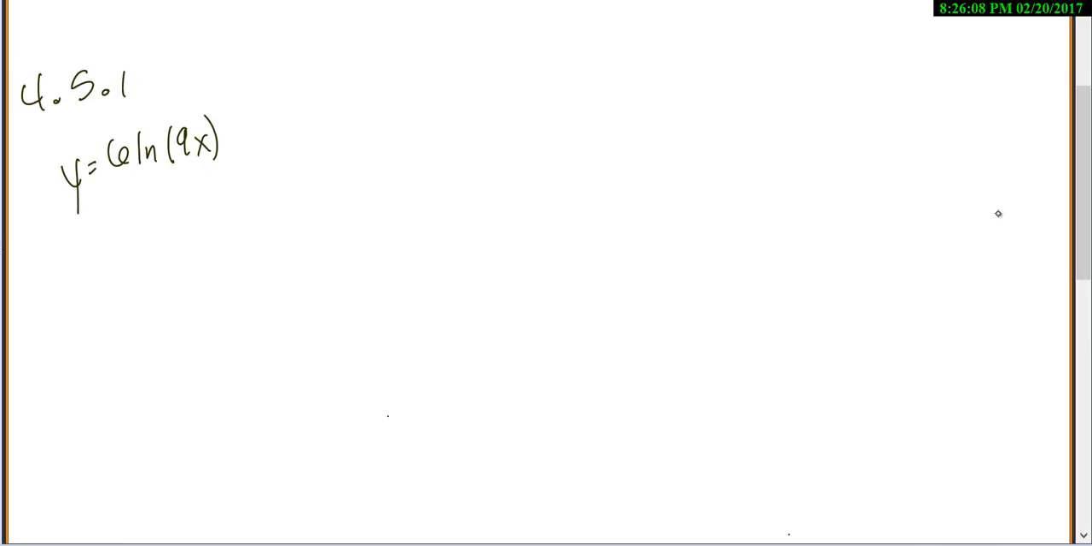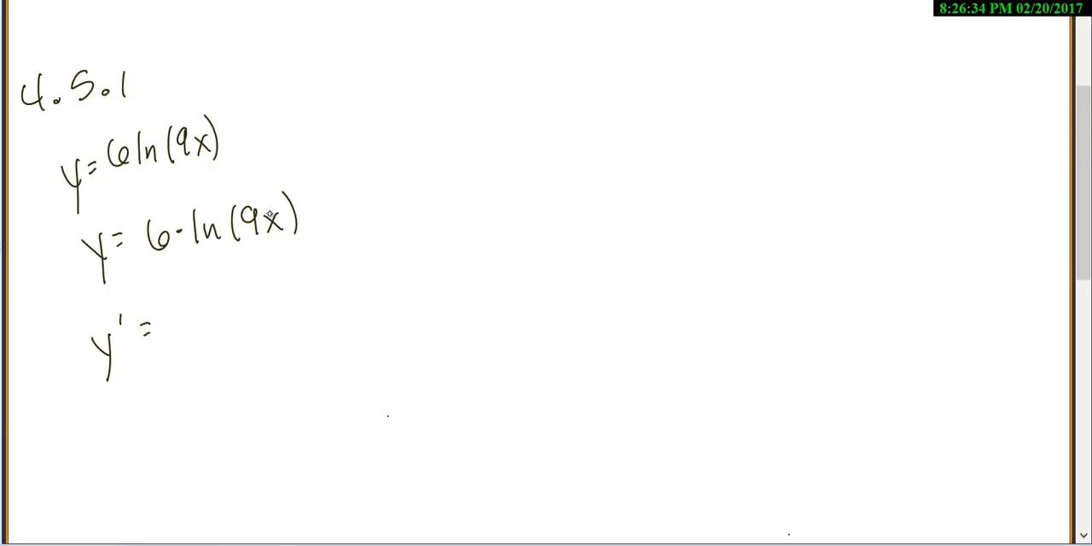Okay, this is 4.5.1, and we're supposed to find the derivative with respect to x. Now I look at this and I see natural log, or ln. So I realize I'll have to do the natural log rules. Let's see. First term, I think this is 6 times natural log of 9x. And I decide to go ahead and just take the derivative like normal without really simplifying much.